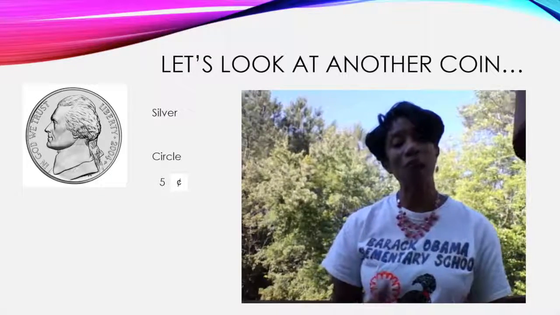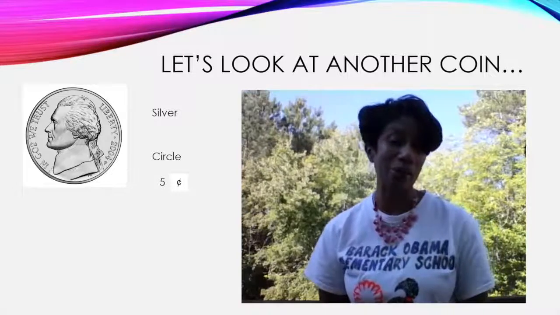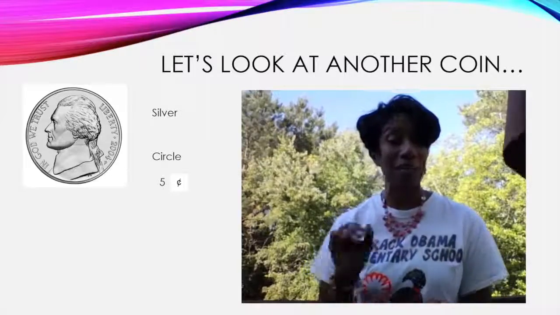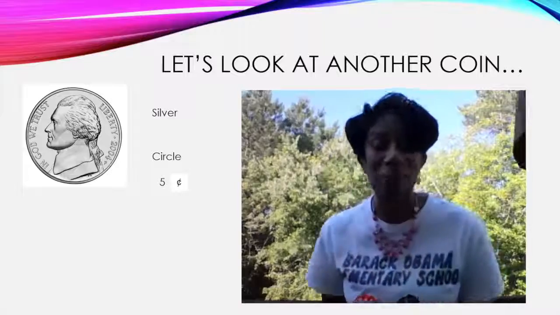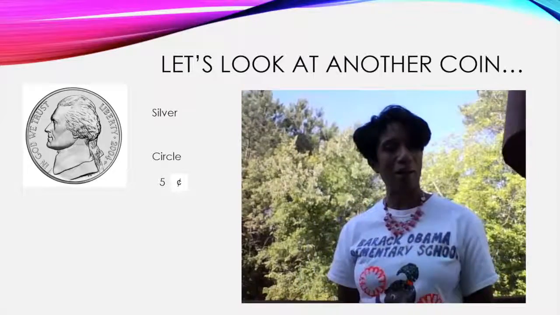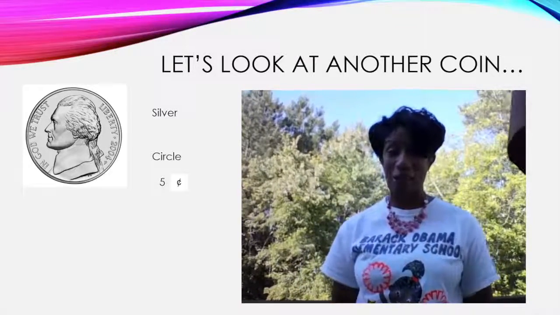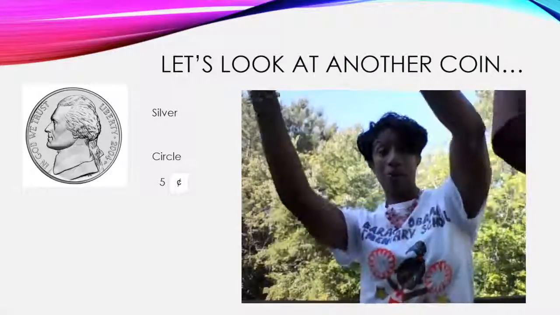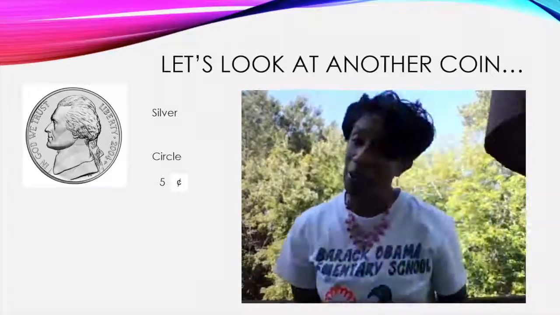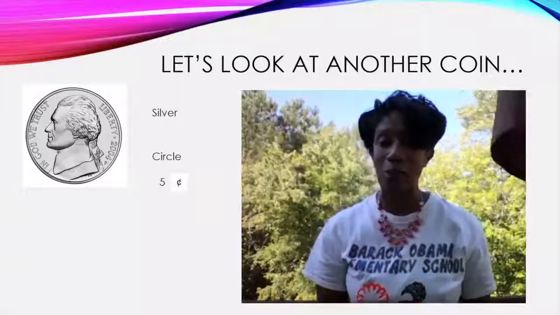So because it's worth 5 cents, when we're counting nickels, we would count by, that's right, we would count by fives, just like we did today with our elastic reach stretching and we were counting by fives. That's how we would count our nickels if we were counting those up.